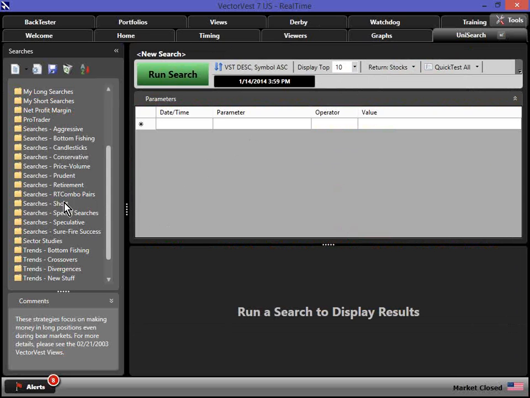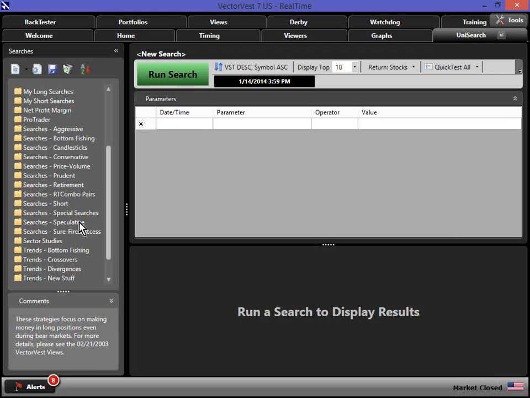So you'll notice that one of the reasons why we did that exercise at the very beginning was, in UniSearch, take a look at this. What have we done here? We've categorized the searches for you. We've got searches pre-built for those of you who are aggressive, conservative, prudent, speculative. So if you are conservative or prudent, I recommend starting with the searches in that folder.